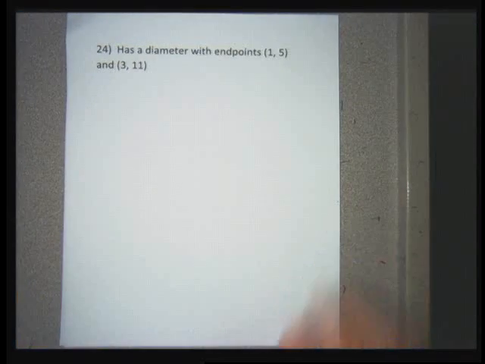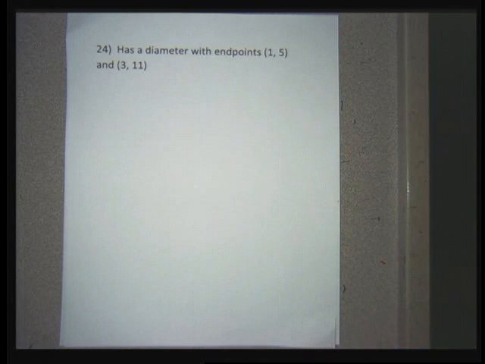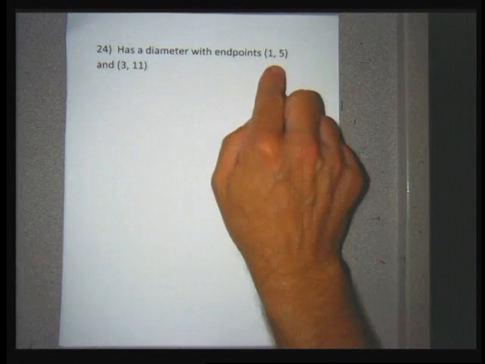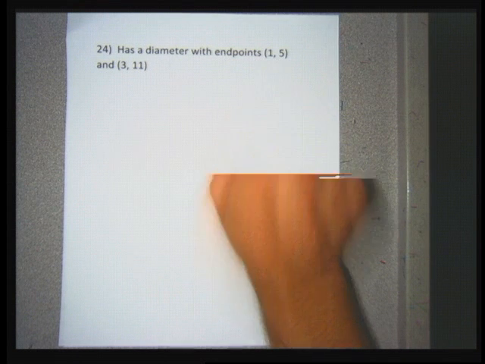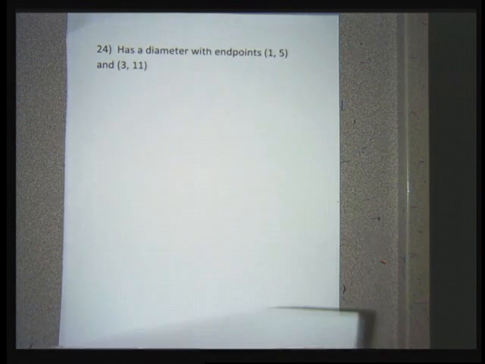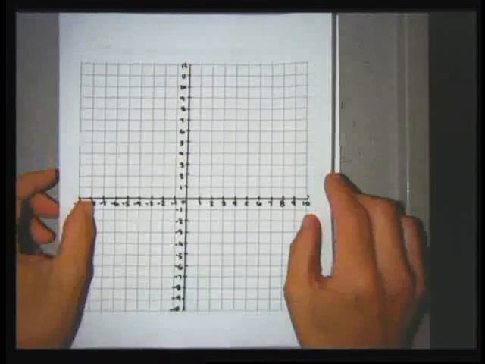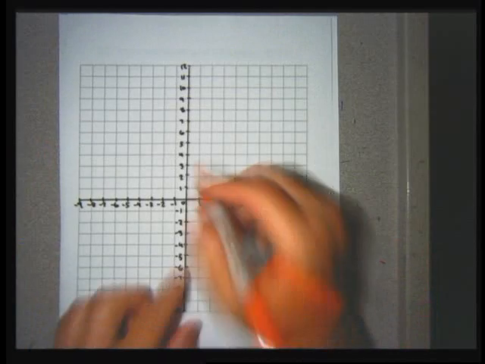So 24 gives me information. It doesn't give me the center, which is really unfortunate. It just says it has a diameter. The diameter is a line that goes through the center across the circle, with (1, 5) and (3, 11) as its endpoints. So let me plot those points.